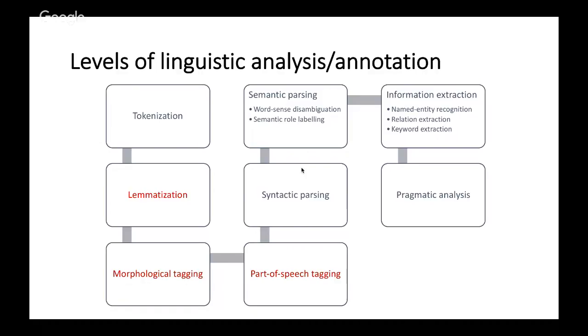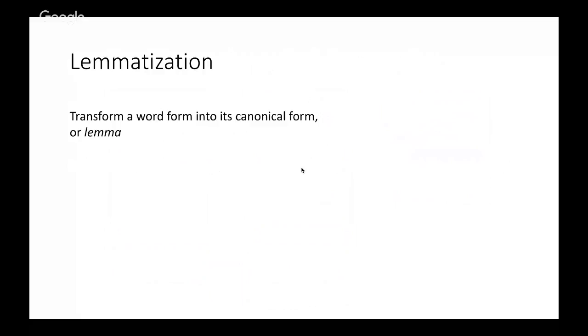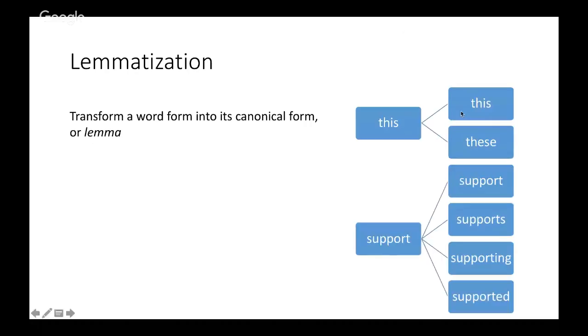Now, I've talked about computational morphology, but I will distinguish between two concepts, analysis and annotation. So we talked about lemmatization and part of speech tagging, so I'll just say what they are. Lemmatization is the task of transforming a word form into its canonical form or dictionary form or lemma, in other words. So for example, in English, if I have a form like these, that can be reduced to the lemma this. If I have the different verb forms of the verb support, like support, supporting, etc., they can all be reduced to the lemma support.